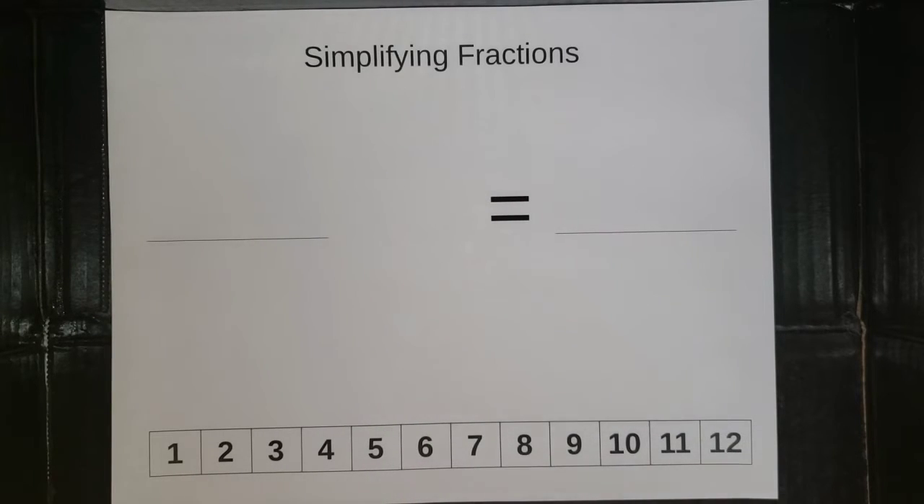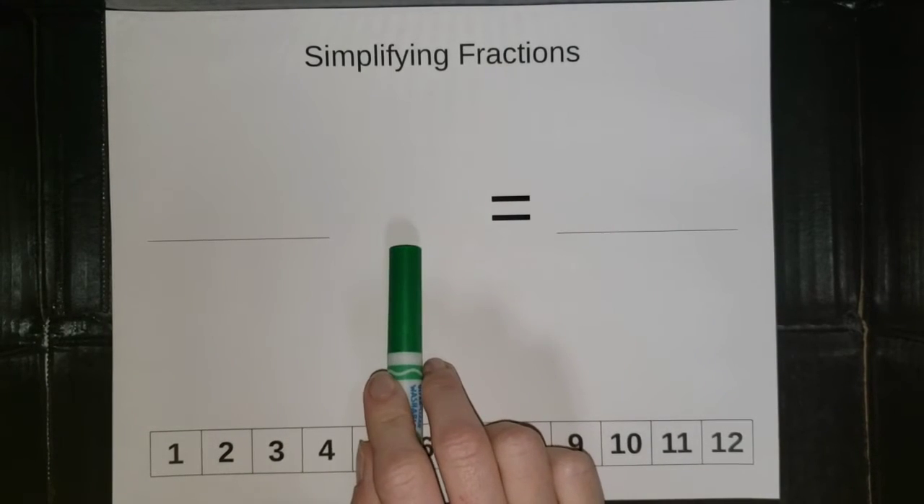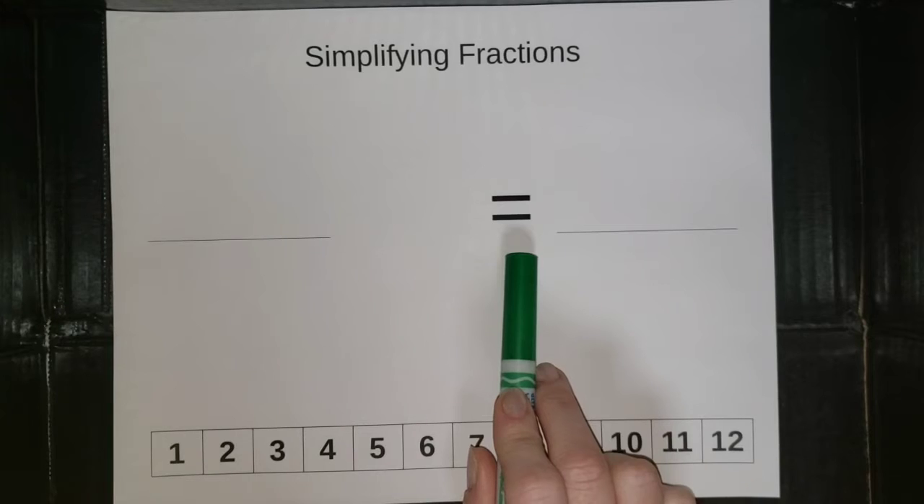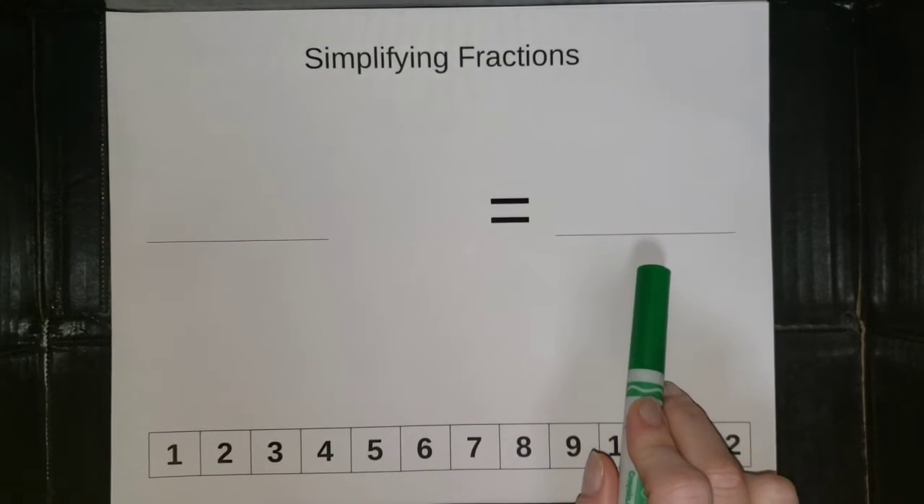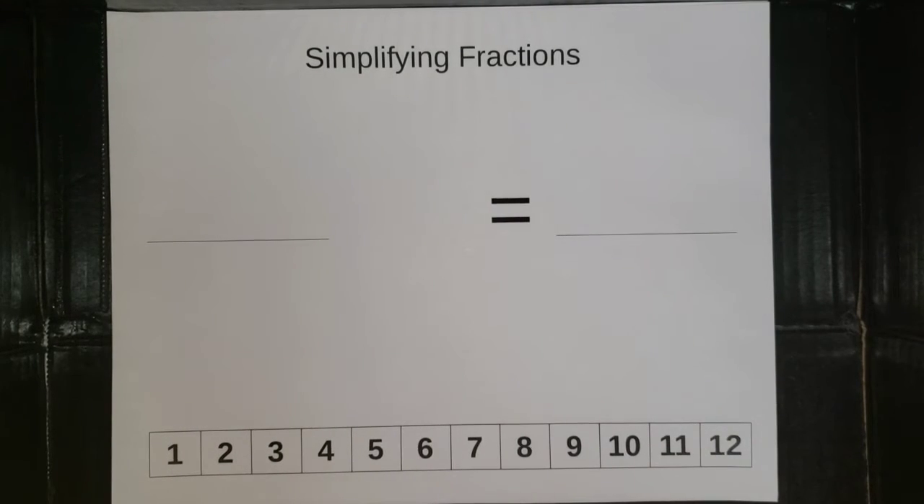Now it is time for you to start practicing this skill with me. I want you to take one of your pieces of paper, and I want you to draw a fraction bar, leave some space, an equal sign, and another fraction bar. And then below, you can make a list from 1 through 12. Pause the video and do that now.